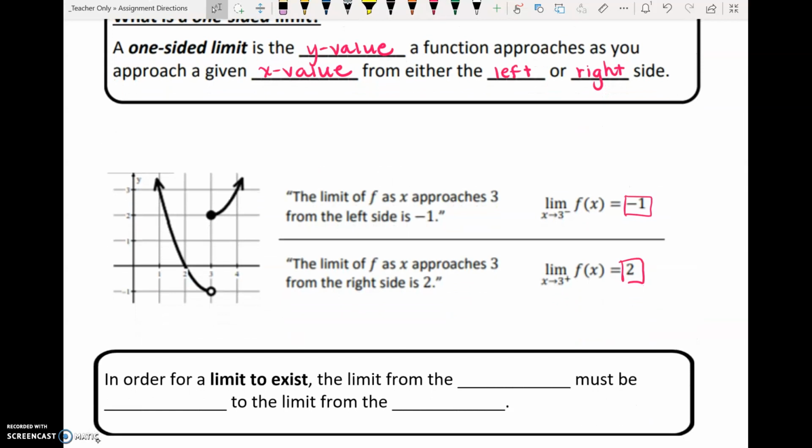So in this picture here, we would say the limit of f as x approaches 3 from the left side is -1. This little negative symbol notates that we're coming from the left, and that y value is -1, which is how we get a limit from the left of -1. And the limit of f as x approaches 3 from the right side, which we notate with this little plus symbol, is 2. So those two numbers are the one-sided limits.